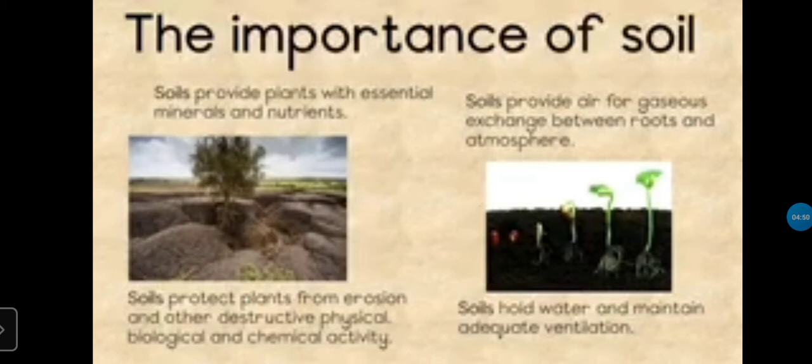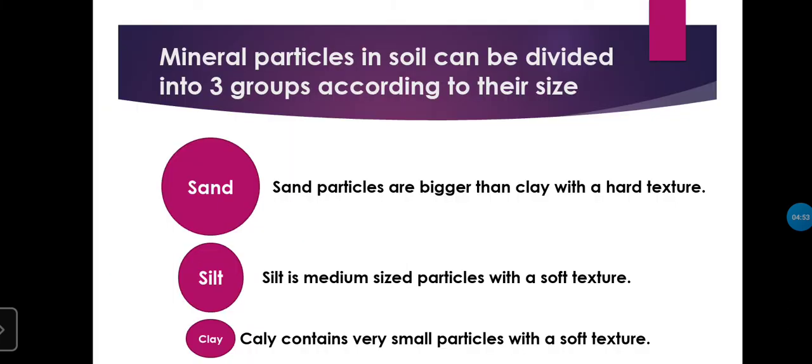Now we are moving on to learn about mineral particles in soil, which can be divided into three groups according to their size. According to their size, we can categorize mineral particles into three groups. They are sand, silt, and clay. You know sand and clay, but silt is a new word for you. Silt in Sinhala means river mud. The others you are familiar with, but silt is a new word for you.